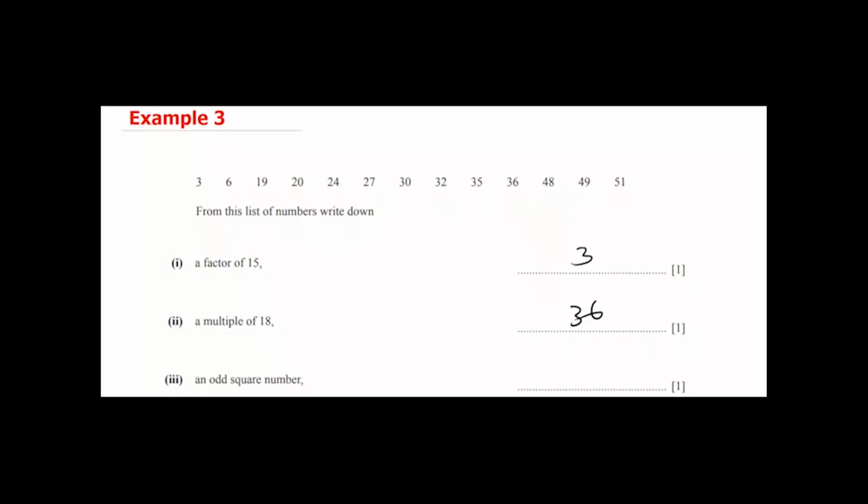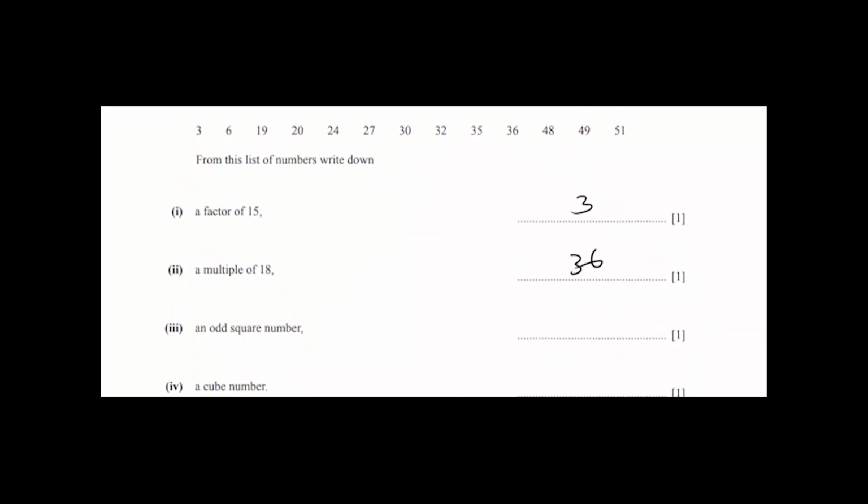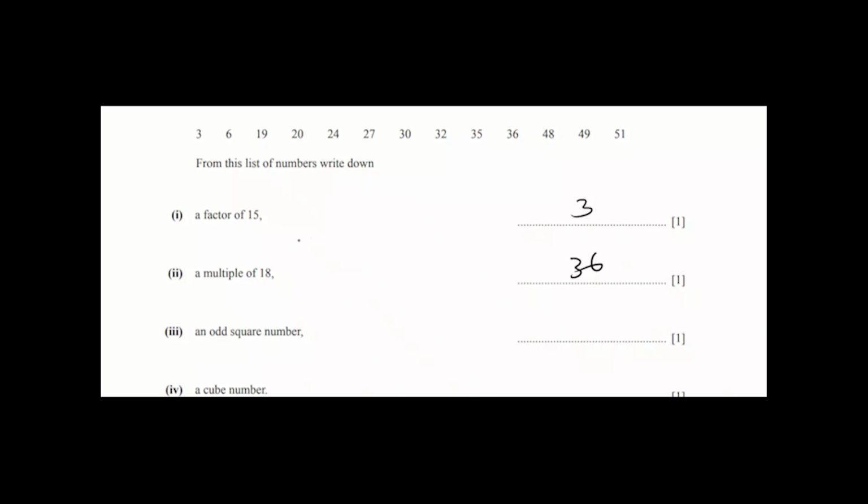The next one is an odd square number. So earlier in this lesson, you were taught how to get square numbers. Square numbers are got when you multiply an integer by itself. So this square number should be an odd number. 36 is a square number, but it is an even number. So the next one is 49, a square number from 7 times 7, and it is an odd number, so I'll pick 49 here.